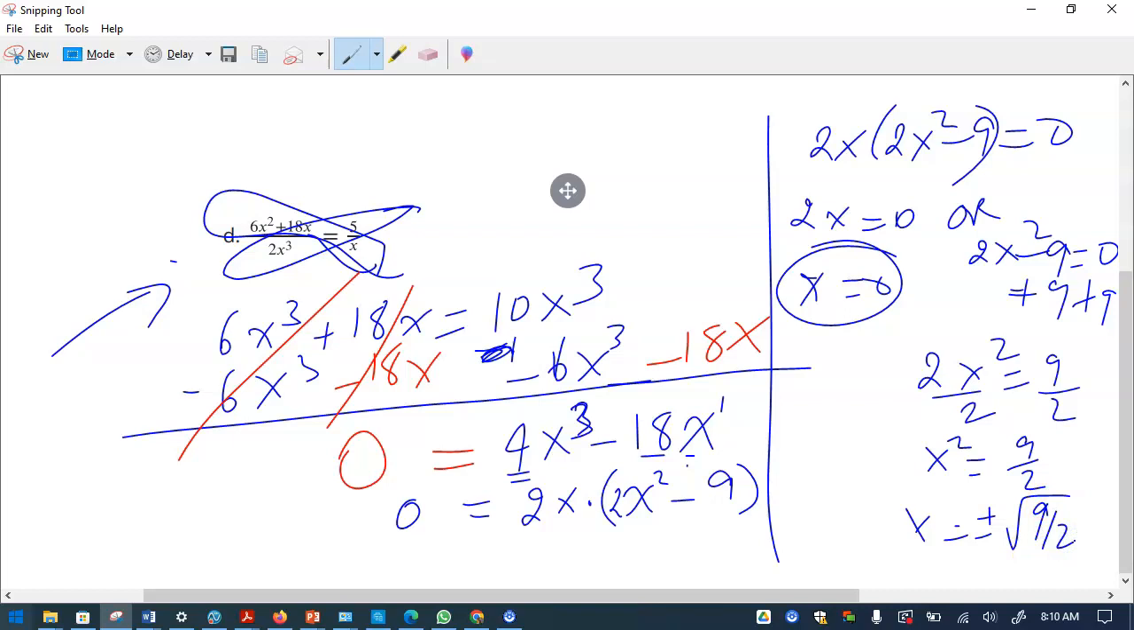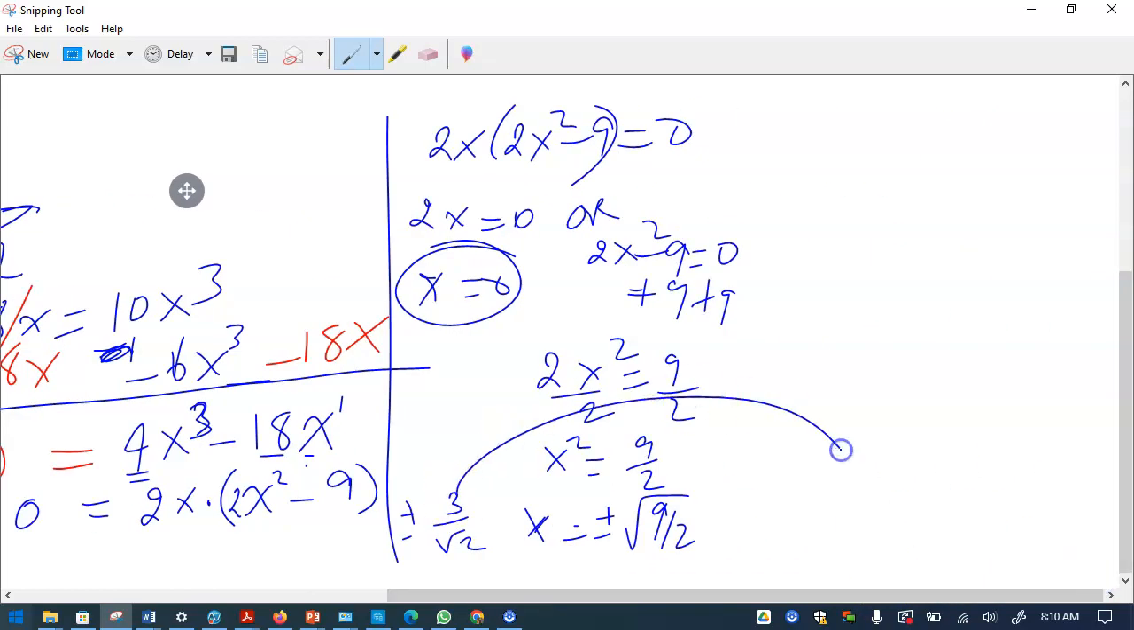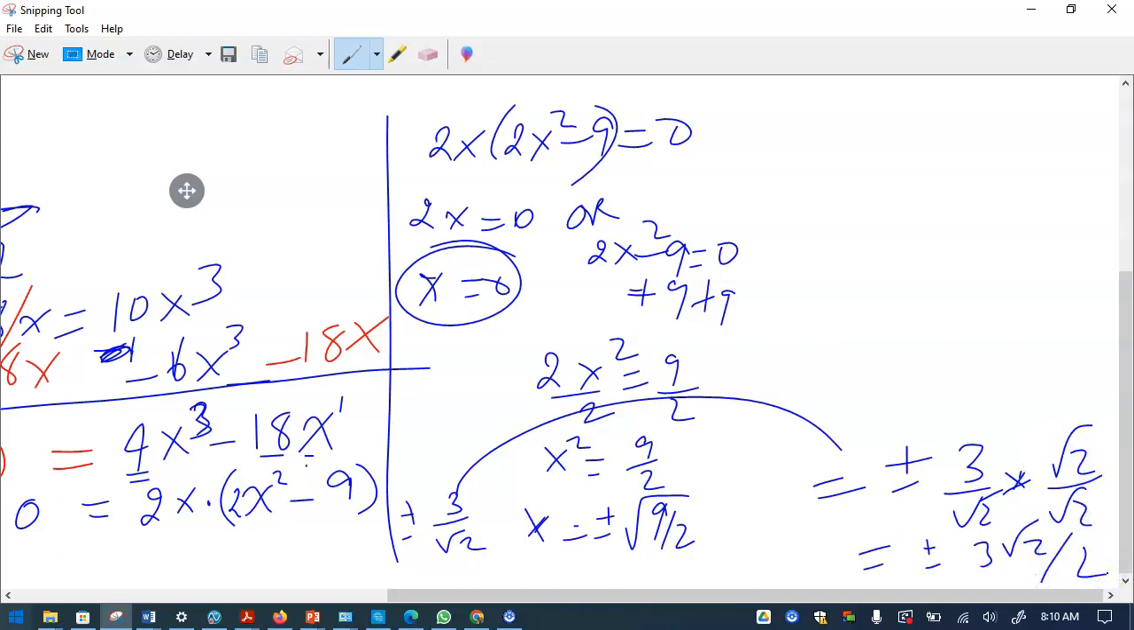And put a square root, so we get plus or minus the square root of 9 over 2. One with plus, another one with minus. Or you could also write this as plus or minus 3 over the square root of 2. Or you could multiply by root 2 over root 2, and it becomes plus or minus 3 root 2 over 2. I think you got it now, right?